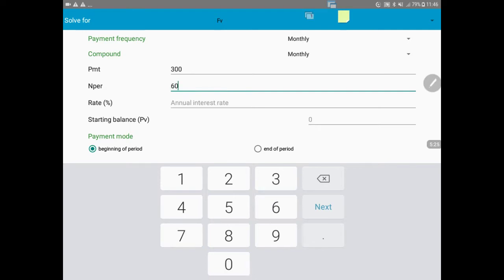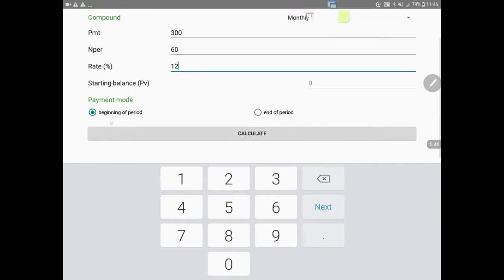In this case, you have to convert the number of years into the number of payments that will be made over the 5 years period. Our interest rate is 12%. Starting balance, present value, there is no present value, there is no starting balance. Payment mode, are we paying at the beginning of the period? No, we are paying at the end.